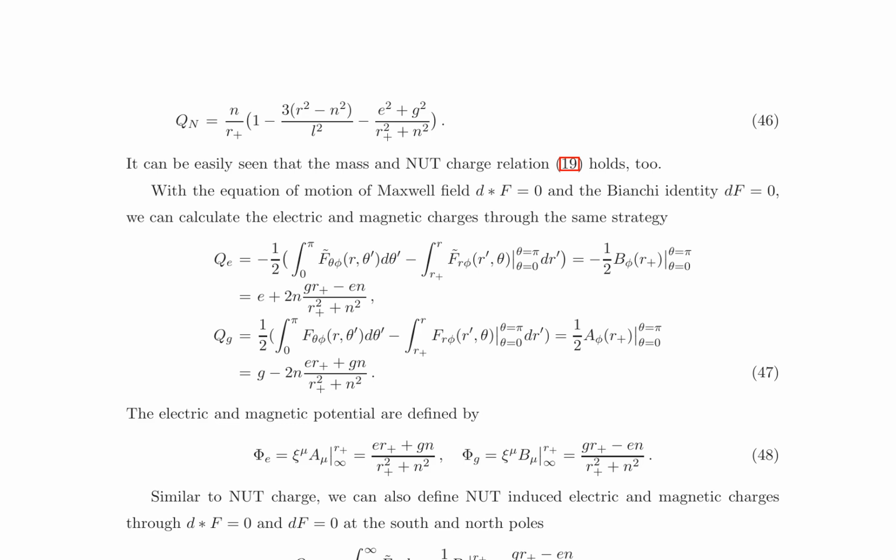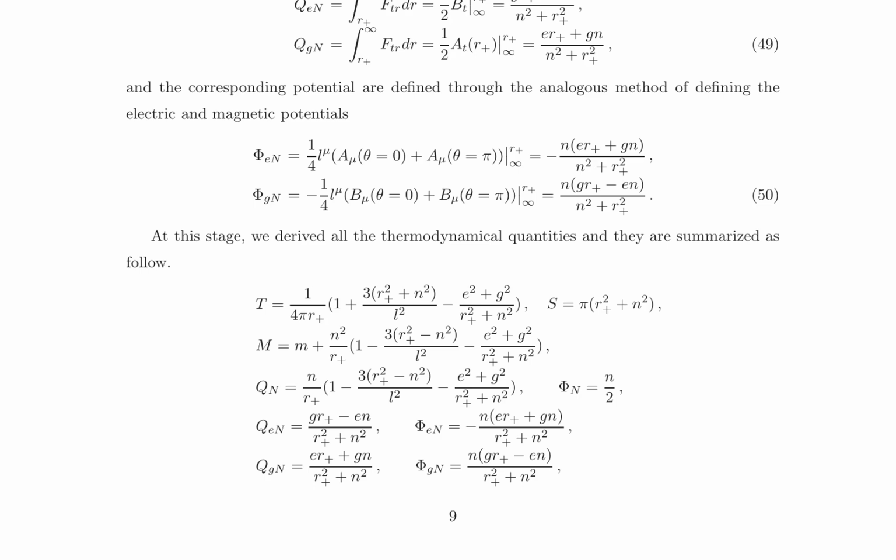In the context of the Kerr-Newman-AdS black hole with a Misner string, we derive thermodynamic quantities using the Hamiltonian approach. The mass, entropy, and NUT charge are calculated as M equals m plus n squared, S equals pi, r_plus squared plus n squared, and Q_n equals n r_plus. The electric and magnetic charges, Q_e and Q_g, are also obtained through the same strategy, with their respective potentials, phi_e and phi_g, defined similarly.